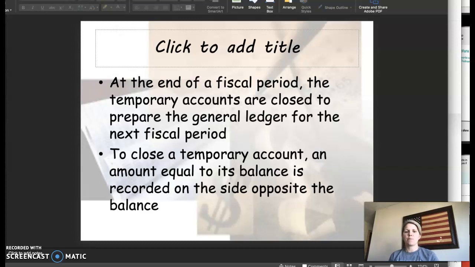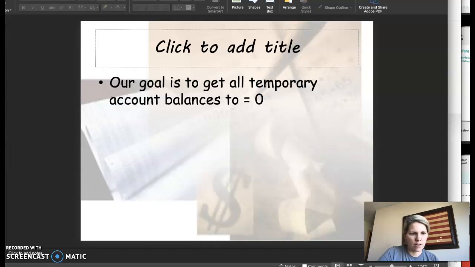So at the end of our fiscal period, the temporary accounts, we're going to close these to help prepare that general ledger for the next fiscal period. To close a temporary account, we have to have an amount equal to its balance recorded on the opposite side. So for example, we know that our sales amount will always be a credit. So if we are trying to close it out and get it to 0, then obviously we need to record that same amount, whatever is in our sales credit, in the opposite side on the sales debit, so we can get that to be 0. So like I said, our goal is to get all of those temporary accounts down to a 0 balance.